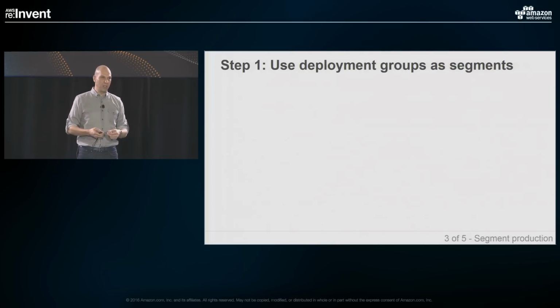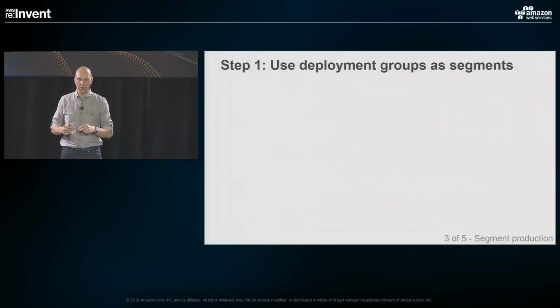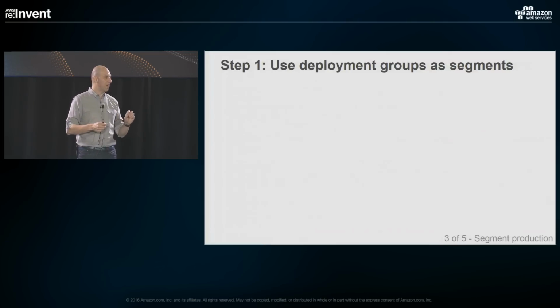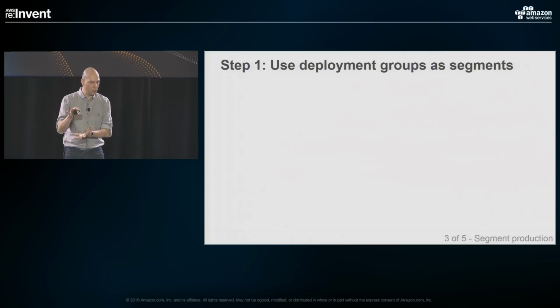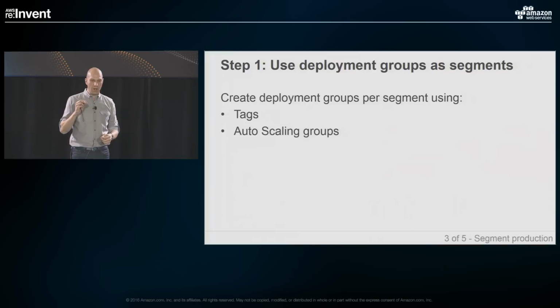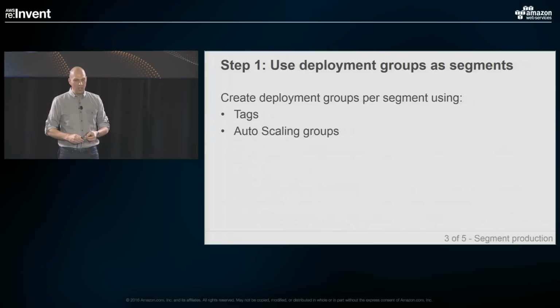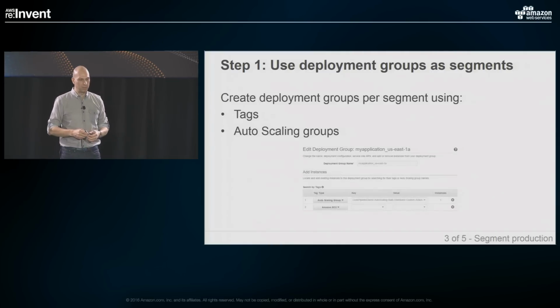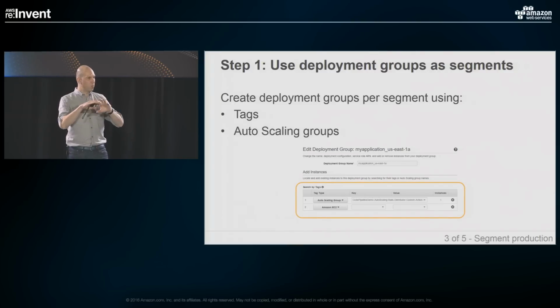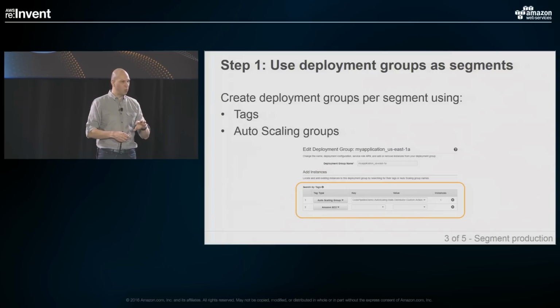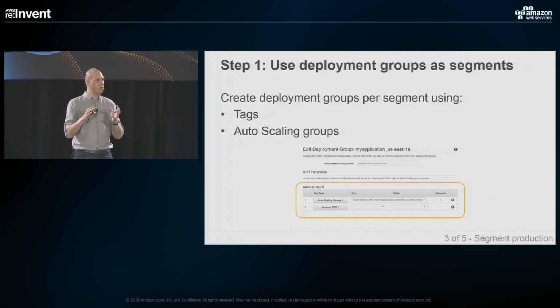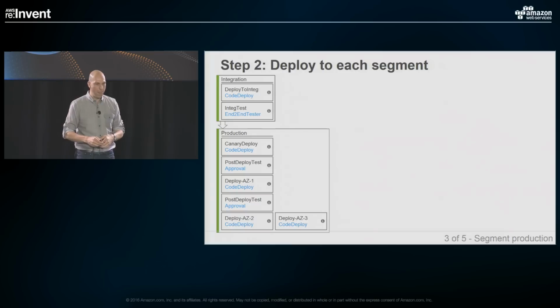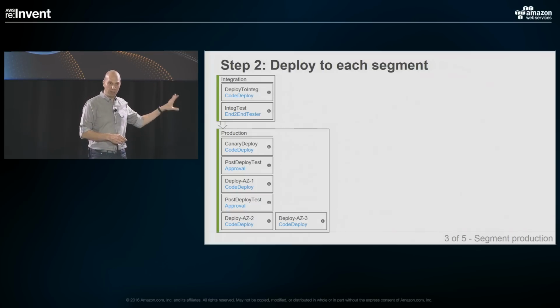So we can model these segments in CodeDeploy. CodeDeploy has the concept of deployment groups, and deployment groups allow you to associate an application with a set of hosts. Now, a deployment group can identify hosts based on their EC2 tag, their auto-scaling tags, or a combination of the two. And this gives us really great control of where exactly our code is going to end up. So we're going to model our Canary deployment as one deployment group, and we're going to model each zone as another deployment group.